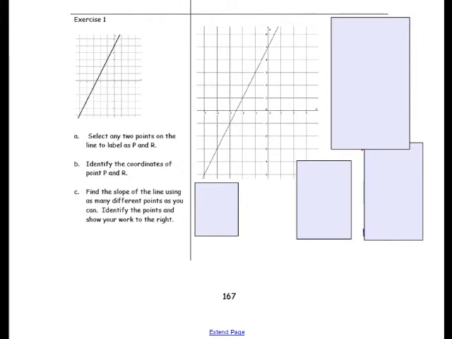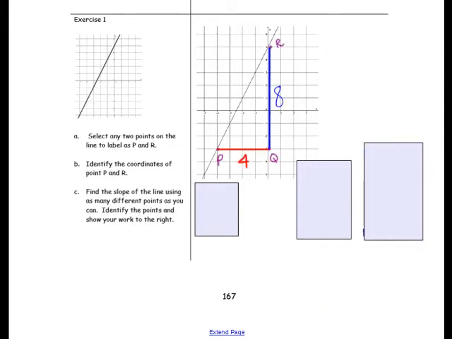Exercise 1. Select any 2 points on the line, label as P and R. Identify the coordinates of point P and R. Find the slope of the line using as many different points as you can. Identify the points and show your work to the right. Here is one example of P, Q, and R, and this shows that our slope is 8/4.